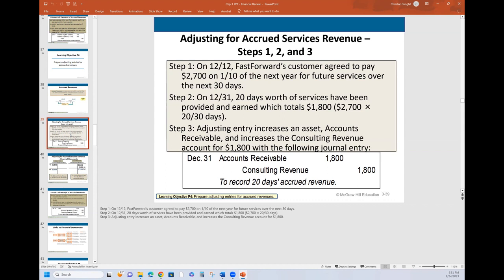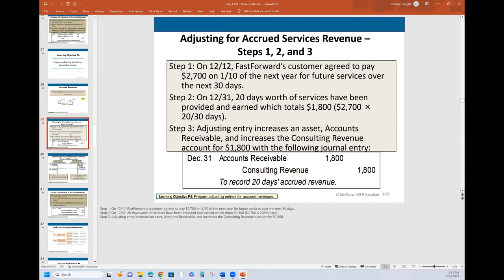All right, so we have a customer that agreed to pay $2,700 on 1/10 of the next year for future services over the next 30 days. So on 12/31, 20 days of service have been provided and earned, which totals $1,800. So then we're going to make an adjustment. So we do the 2,700 times the 20 days over 30 days, and we come up with our number, 1,800.